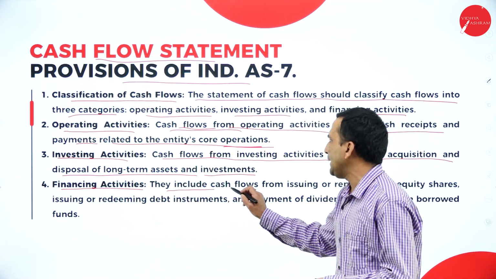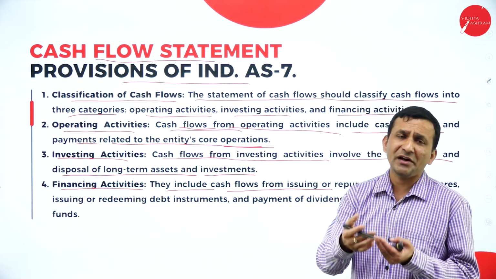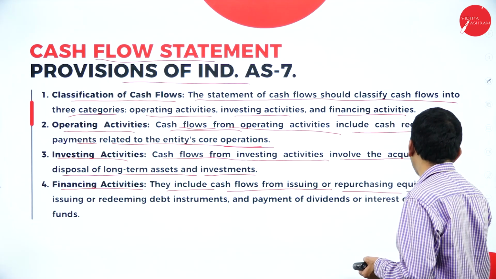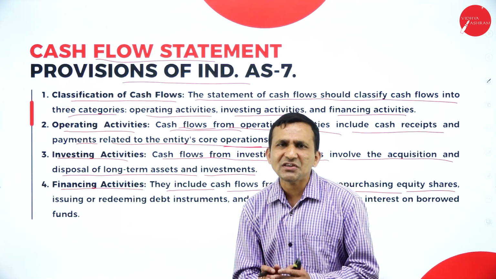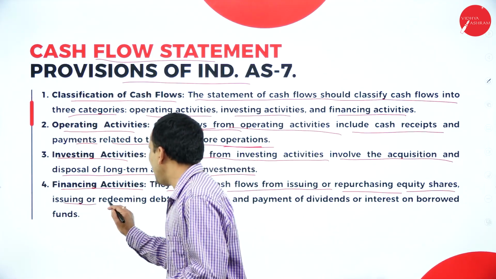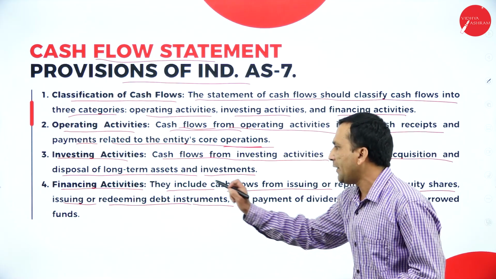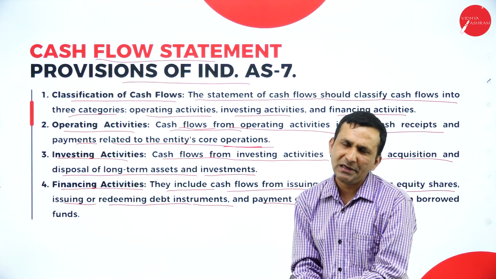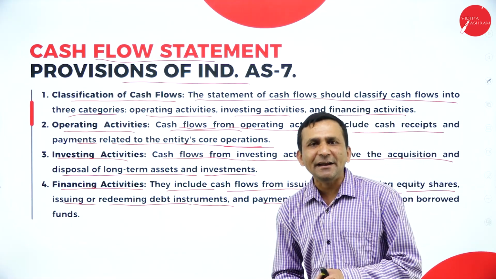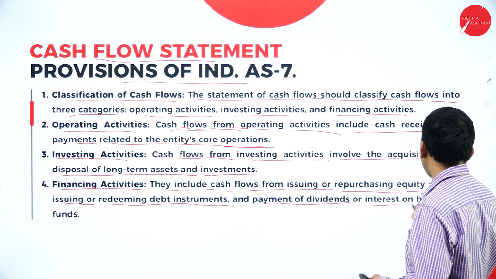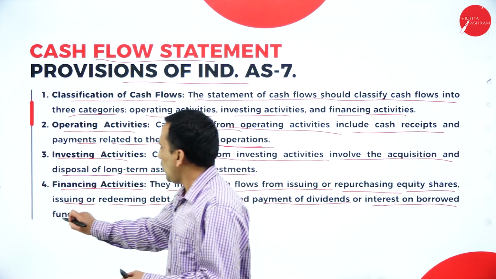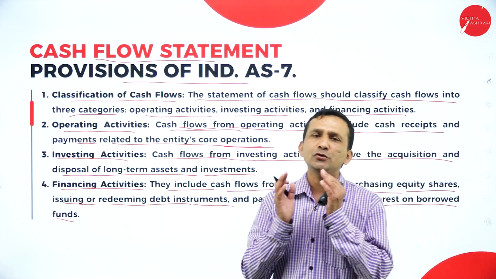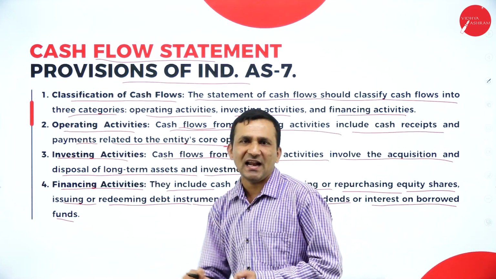They include cash flow from issuing shares, when you are talking about companies, or repurchasing of equity shares. Repurchasing of equity shares, the payment is going out. Issuing or redeeming debt instruments or debentures, okay, the payment of dividend, because you are issuing shares to shareholders, of course the shareholders are expecting a dividend from the company. So interest on borrowed funds. Now you are raising a fund with the help of a bank loan, okay, of course you need to pay interest, which is related to financial activity.